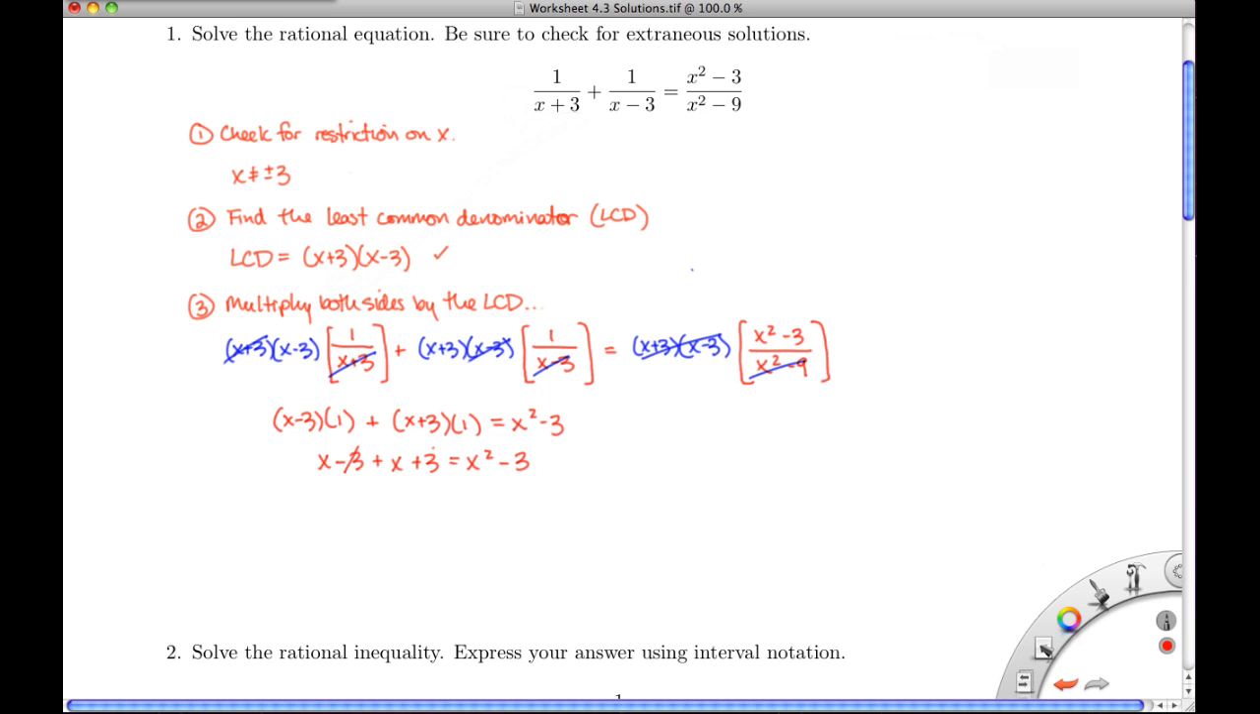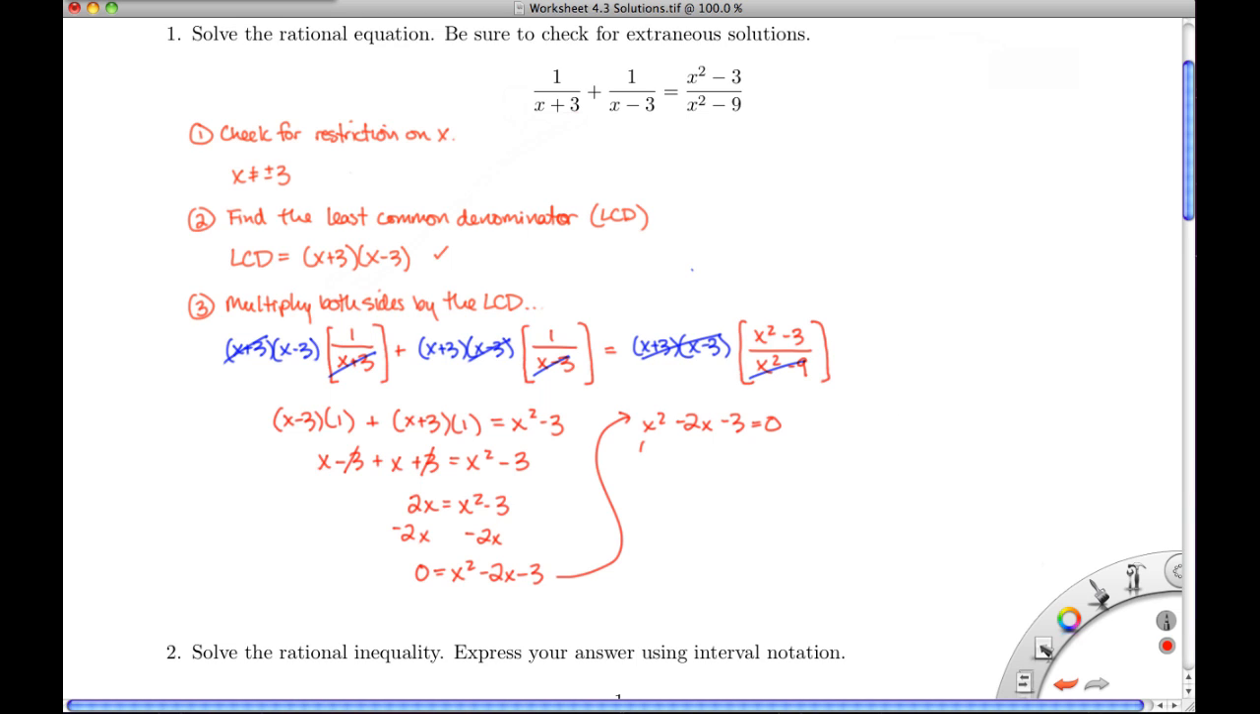So the minus 3 and the plus 3 cancel out, and we've got 2x is equal to x squared minus 3. And if we subtract 2x from both sides, we end up with 0 is equal to x squared minus 2x minus 3. I'm going to go ahead and bring that up here now. So again, we've got a quadratic here. I'm just going to flip this. We could use a quadratic formula if we need to.